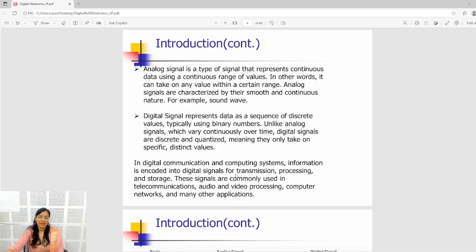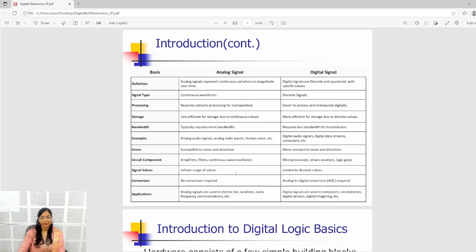Digital signal represents data as a sequence of discrete values, typically using binary numbers. Unlike analog signals which vary continuously over time, digital signals are discrete and quantized, meaning they can only take on specific distinct values. In digital communication and computing systems, information is encoded into digital signals for transmission, processing, and storage. These signals are commonly used in telecommunications, audio, video processing, computer networks, and many other applications.